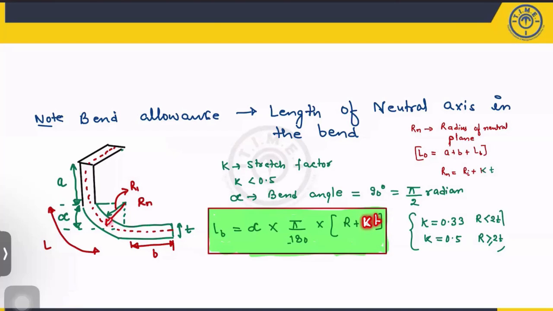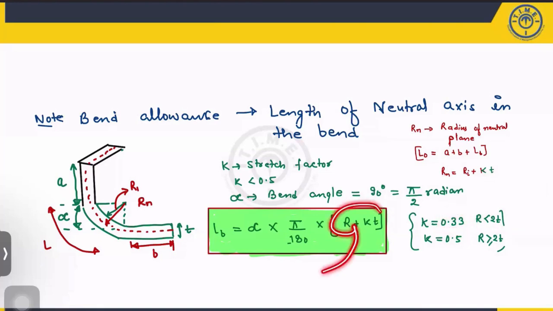So this K is basically depending upon the penetration. Mostly it will be 0.5 only. But when this radius is less than 2 times the thickness, then you have to consider 0.33. Most of the time you have to use 0.5 because this is R plus 0.5 T only. So R plus 0.5 T means K value is 0.5. But first of all, you have to check whether the radius of curvature is less than 2T or greater than 2T. If it is greater than 2T, you have to consider 0.5. If it is less than 2T, you have to consider 0.33.